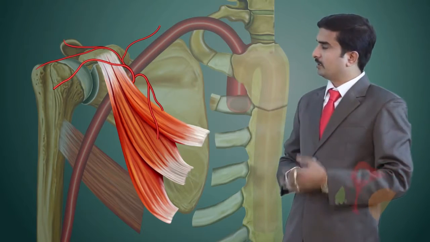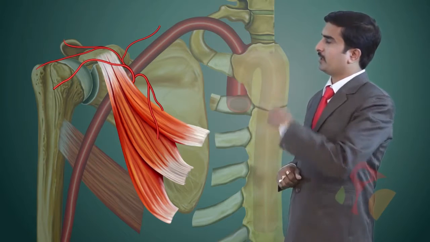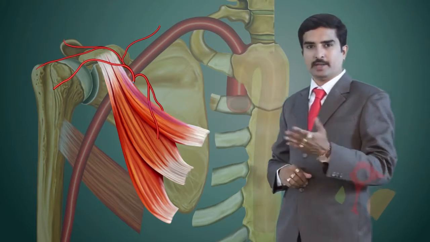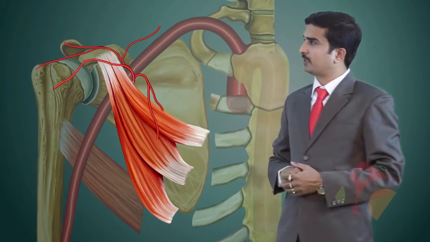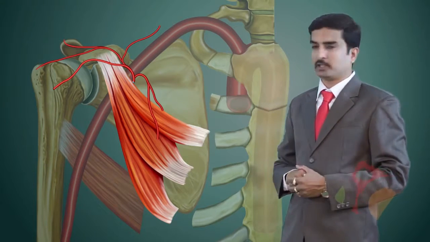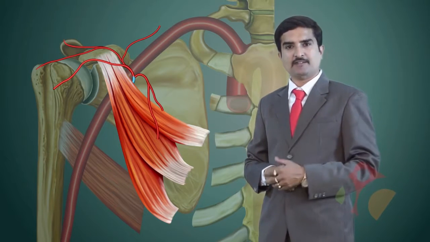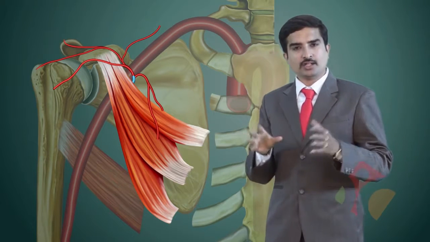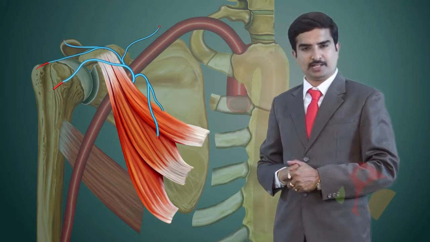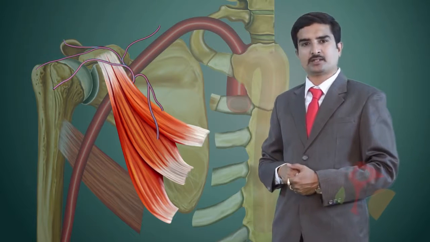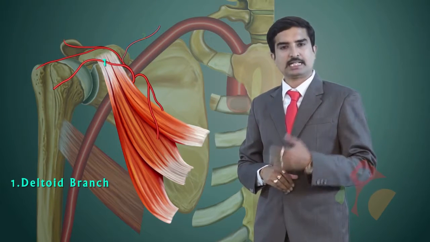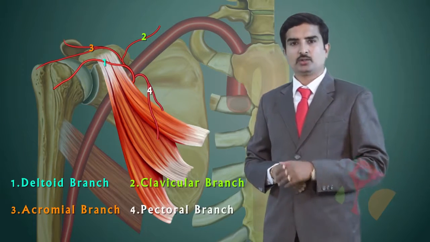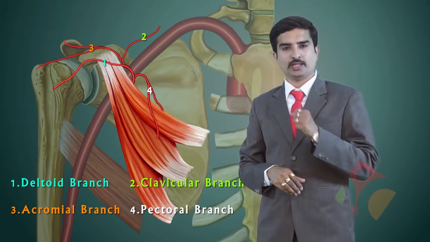You can see here the thoracoacromial artery is arising from the upper border or the superior aspect of the pectoralis minor muscle. Immediately after it arises from the upper border of the pectoralis minor muscle, it pierces the clavipectoral fascia. After piercing the clavipectoral fascia, the artery divides into four perpendicular branches. The four perpendicular branches are the deltoid branch, clavicular branch, acromion branch, and the pectoral branch. So these four branches supply their respective regions.